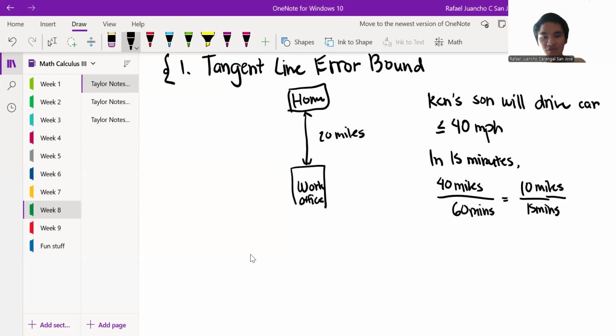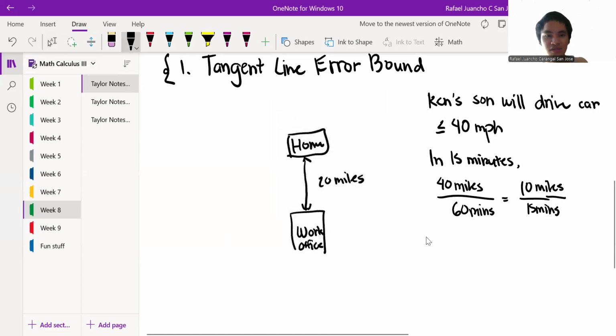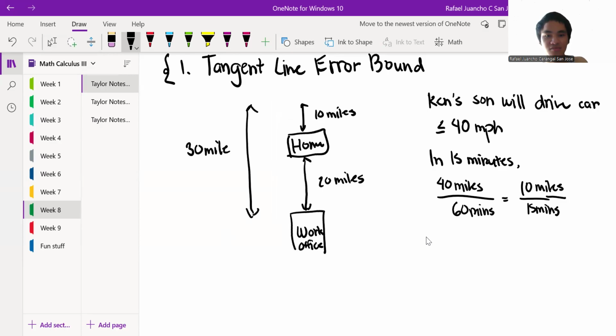Yes, so if he drove, let's say if this was the home, and he drove about 10 miles, right? So let's say he drove about 10 miles here. Then all in all, this should be 30 miles. This is the car.